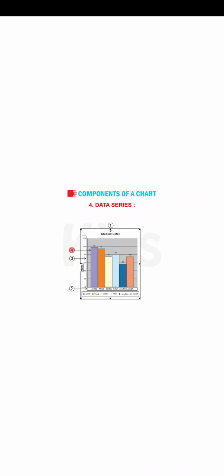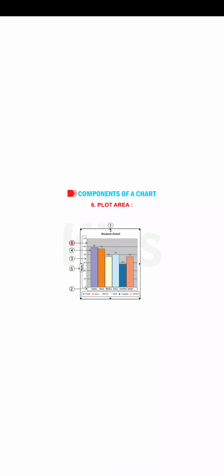Number 4. Data series. Data series are the bars, slices or other elements that show the data values. If there are multiple data series in the chart, each will have a different color or style. Number 5. Category name. Category names are the labels which are displayed on the x and y axis.